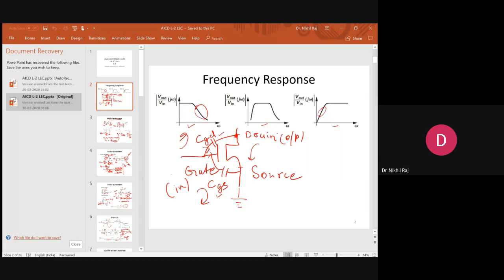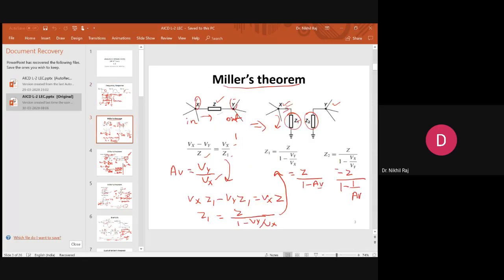The first theorem is your Miller's theorem. Okay, so what does Miller's theorem say? Miller's theorem says that if a component is connected between two nodes, then it can be decomposed into an equivalent network which results in two different impedances, Z1 and Z2. Where Z1 will be Z, the original impedance, divided by 1 minus AV, and Z2 will be Z divided by 1 minus 1 by AV.